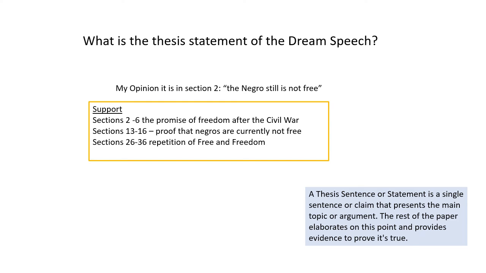Sections 13 through 16, he shows the proof that Negroes are currently not free, or in that time, not free. And then he goes back to that thesis statement at the end when he keeps repeating the word free and the word freedom. He's reminding us of that state that the African Americans were still in at that point, and his thesis that they have not yet reached freedom.